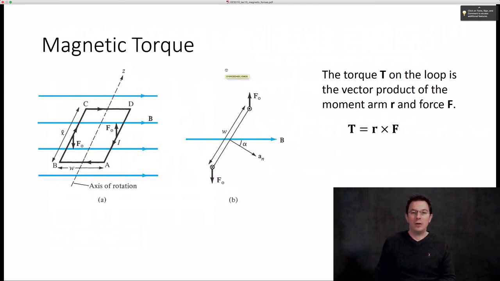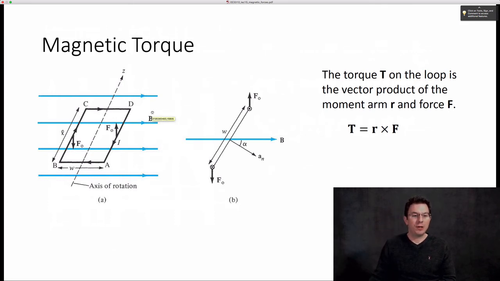Another fundamental and very important concept is that of magnetic torque, okay? The torque T on the loop is the vector product of the moment arm r and the force F, just like this. It's given by this equation. Capital T is equal to little r cross F, okay?